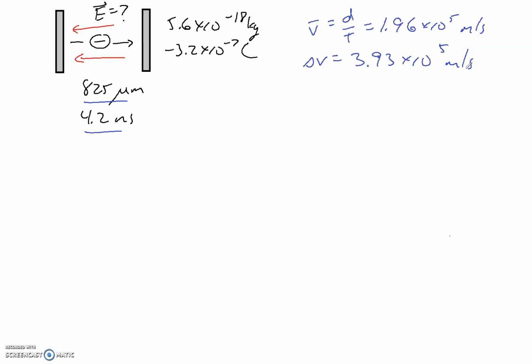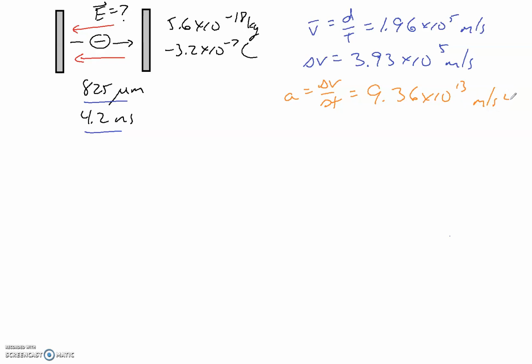I can keep on going with this because, with change in v and time, I can find acceleration, because acceleration is change in v over change in t. So I've got the 3.93 times 10 to the 5, and I've got the 4.2 nanoseconds. Divide those two out, and I get an acceleration of around 9.36 times 10 to the 13 meters per second squared.